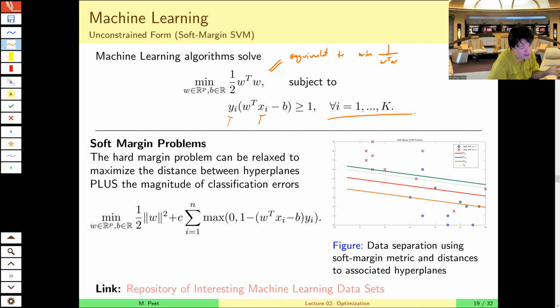So in that case, we usually relax the constraints on machine learning problems, because there's no way to separate these two data points here. There's no separating hyperplane for these two data sets. So we allow for that, but we penalize it. We penalize misclassified data points.